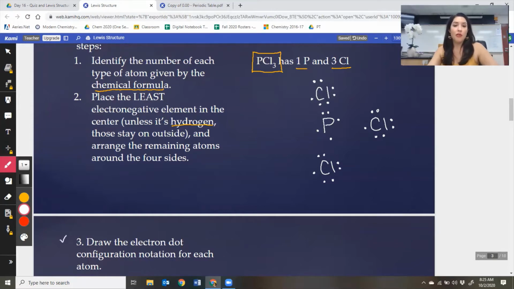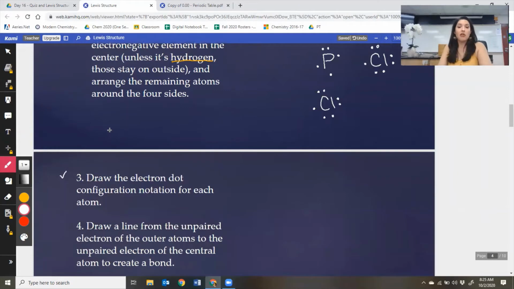Check. The 4th step is to draw a line from any unpaired electrons, so any lone electrons on the outside atoms.